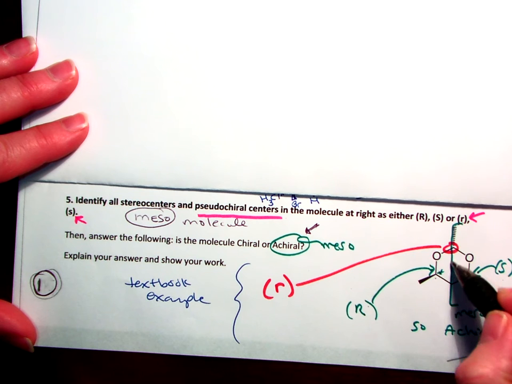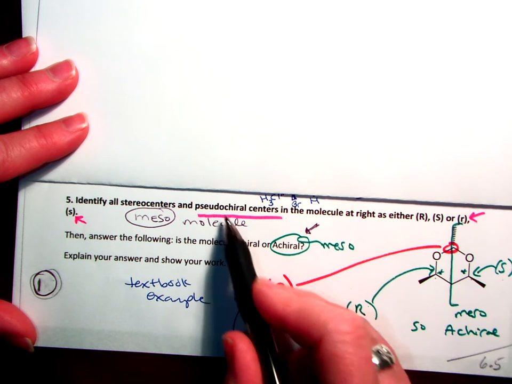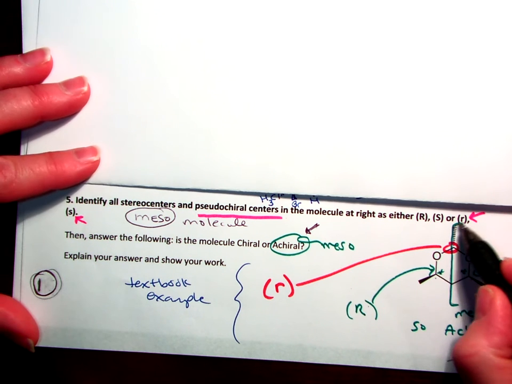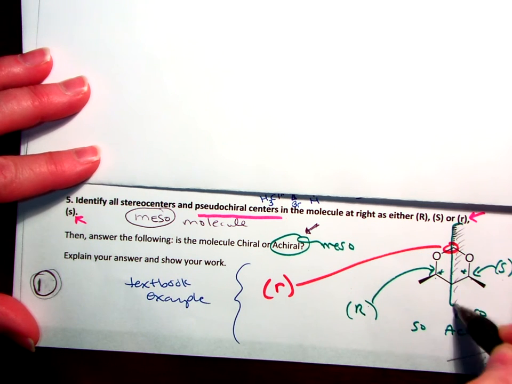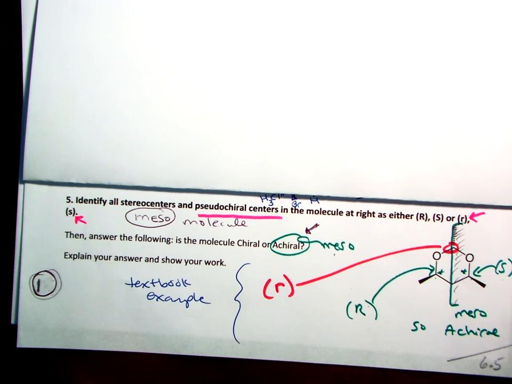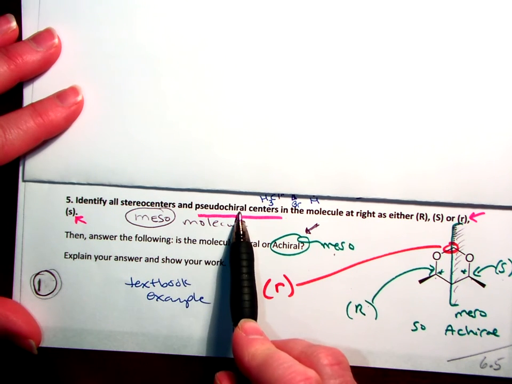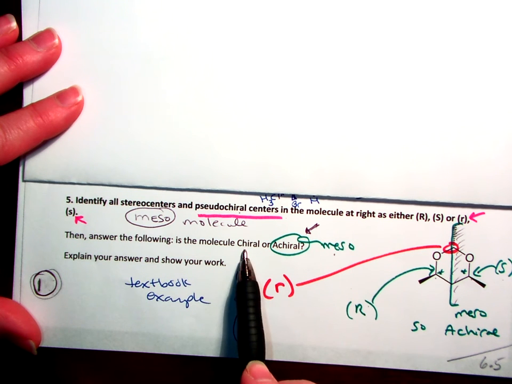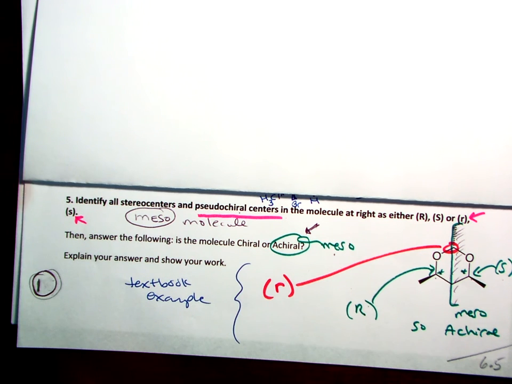If I had just given you this and asked if it was meso, and hadn't talked about pseudo-chirality and this little letter r, you would have said, sure, meso compound. There's my plane of symmetry. Yep, got it. As soon as you say meso, it's achiral. All meso compounds are achiral. This is a meso compound that is still achiral, but it happens to have something called a pseudo-chiral center. This doesn't make the molecule chiral, and I think that's where the confusion came in.